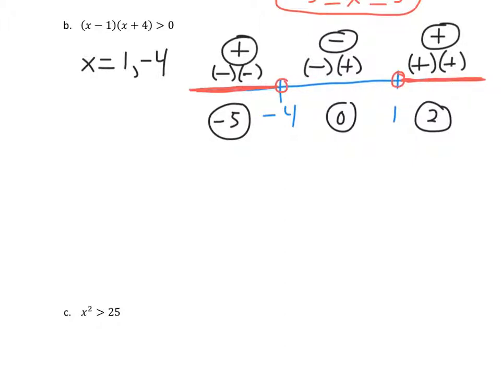And to write that as an inequality, you'd have to say x is less than -4, and you use the word or to combine it with the other side, or x is greater than 1.